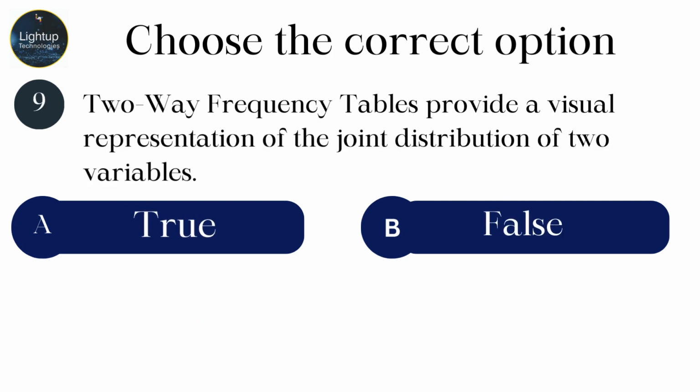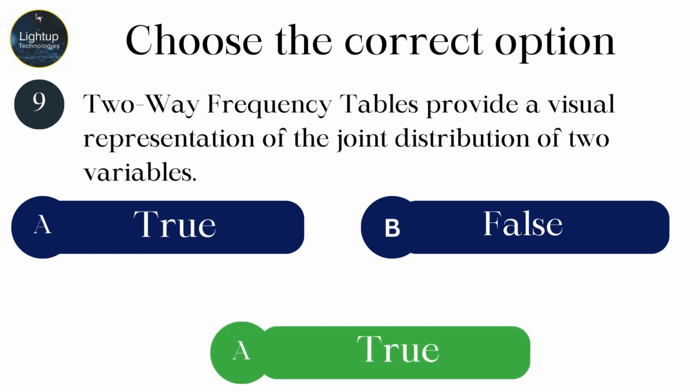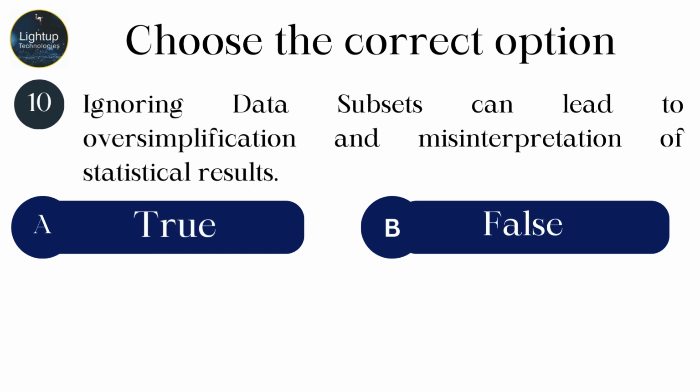Two-way frequency tables provide a visual representation of the joint distribution of two variables. Ignoring data subsets can lead to oversimplification and misinterpretation of statistical results.